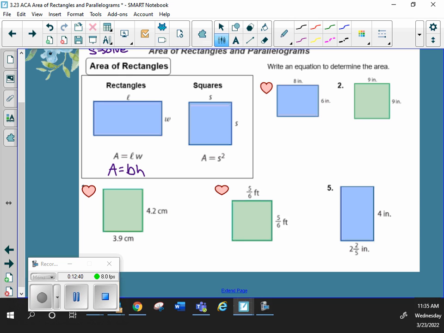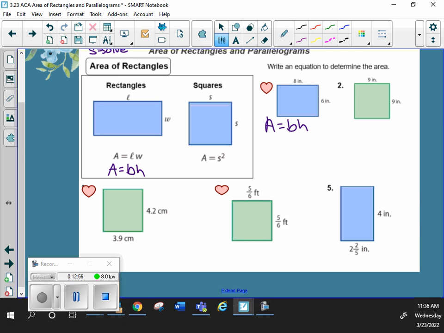What shape is this blue shape? It is a rectangle. So what is the formula for the rectangle? Okay, I need your formula. Go ahead and write it. Formula, substitute, and solve. A equals BH.